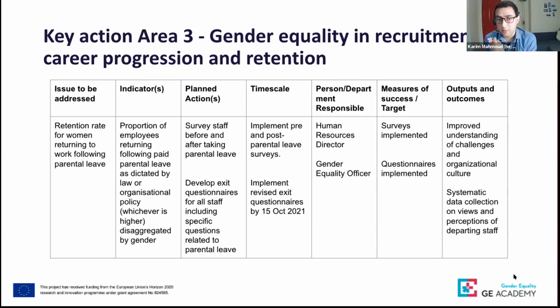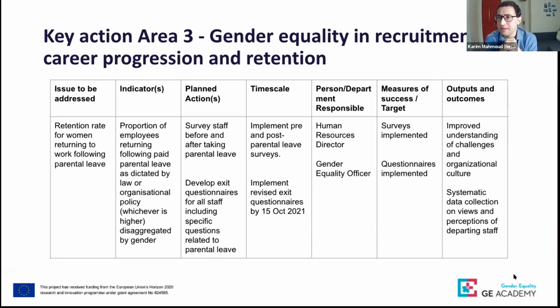The person and department responsible we've identified as Human Resources Director and the Gender Equality Officer, and the measures of success are to implement these surveys for pre and post parental leave, and to implement revised questionnaires for the exit questionnaires that are available to everyone. And that will give us an improved understanding of challenges in organizational culture, and it will provide systematic data collection on views and perceptions of departing staff. So we can use that in order to improve that retention rate, because obviously we know that when women take parental leave, quite often they don't return back to employment in the short term.